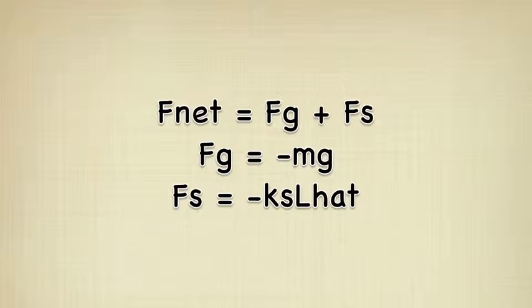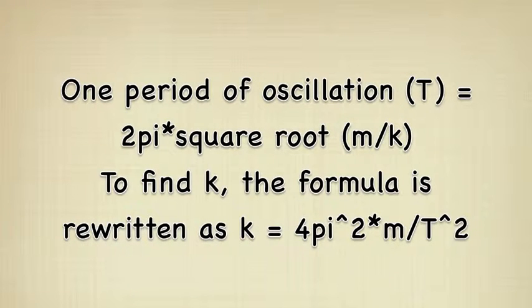In a system of the mass by itself, the net force equals the weight force, negative mass times gravity, plus the spring force, negative spring stiffness, times the displacement times the orientation. To predict the motion of the spring mass system, we need the spring stiffness K. To find K, we can rewrite the formula for one period of oscillation, called T. However, we need to find what T is first.